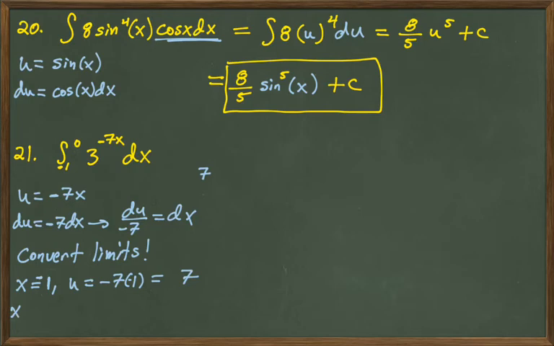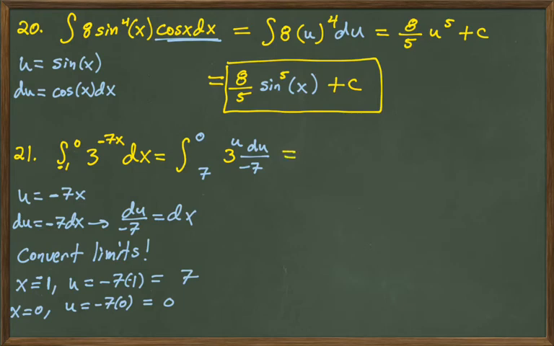Your old upper limit was 0. And when we use our relation u is equal to negative 7x, that's going to give us also 0, so the upper limit ends up being the same there. Okay, and then we have 3 to the u. We solved for dx, that's du over negative 7. Okay, this is good to go, so we don't have to go back to x. We just use our new limits of integration, 7 to 0.